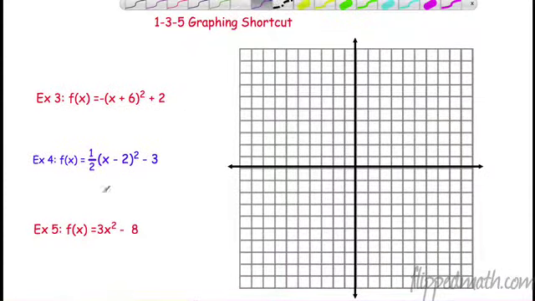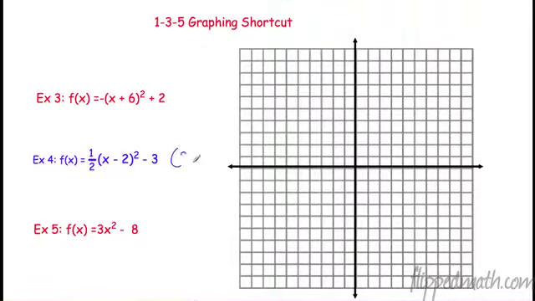So on this one, we have to take a look. We have our vertex. It's at positive 2 and negative 3. So we come over 1, 2 over, 1, 2, 3 down. All right? So our axis of symmetry this time is going to be at x is 2.